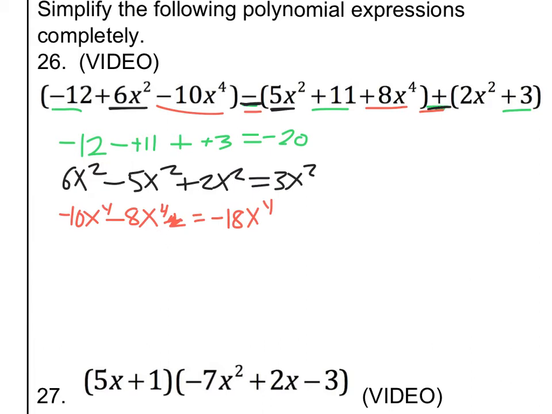Nothing is left unlabeled, or at least it shouldn't be. That 2x squared should be underlined. So what I'm going to finally do is kind of combine these three pieces. Ideally, I'm going to write the x to the fourth first, but it doesn't actually matter. So we got -18x to the fourth, plus 3x squared and minus 20.